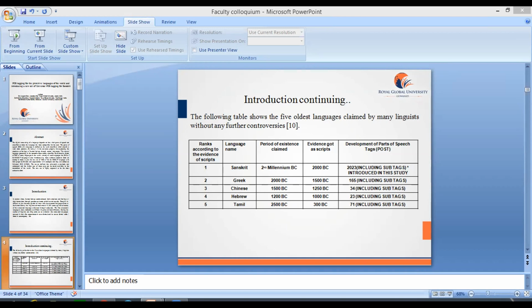Then, according to the sub-features of all the above tags, the total number of POS will be shown in the slides like this. This is how all these things were found out.